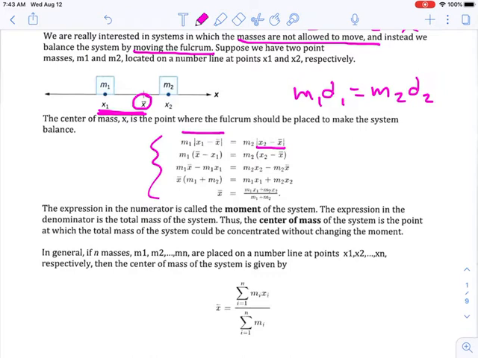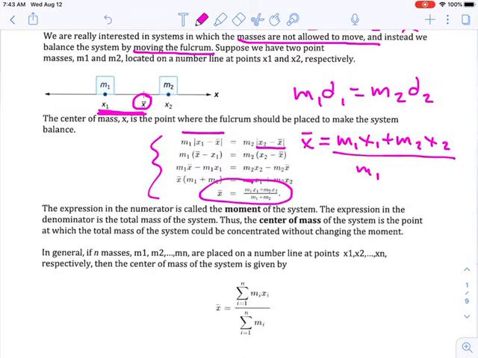And so using the distributive property to multiply through, and doing a little bit more algebra, we come up with this relationship right here, which, in case you can't see that very well, is x bar, the fulcrum, is equal to m1 times x1 plus m2 times x2, all divided by m1 plus m2.